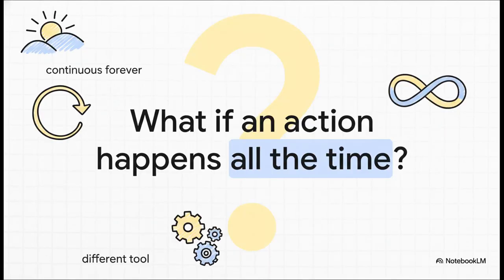But this leaves us with one final, really interesting question. We've mastered the grammar for things happening now, but what if an action happens all the time? What if it's a permanent fact or a daily routine? Like how you drink coffee every single morning. If the video isn't just playing once, but it's on a continuous loop forever, how does the grammar change? Well, for that, you need a completely different tool. But that's a story for another time.